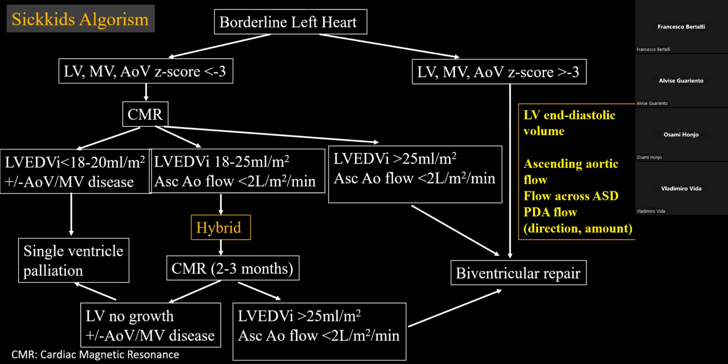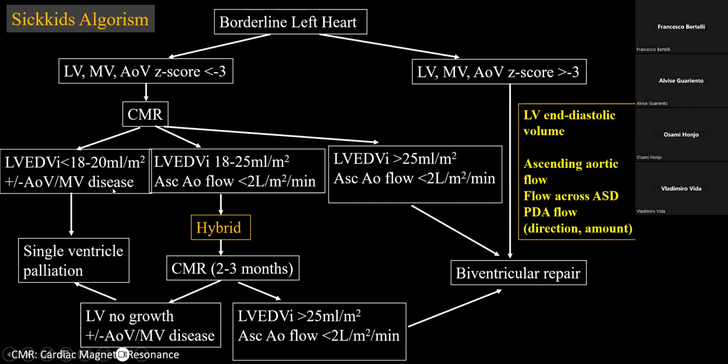So this is outlining the SICCH algorithm for the borderline left ventricle. And for those patients who meet the criteria for borderline left side, we routinely perform cardiac MRI as a neonate in the first week of life, and we determine the left ventricle end-diastolic volume index. So based on that, we decide what to do.